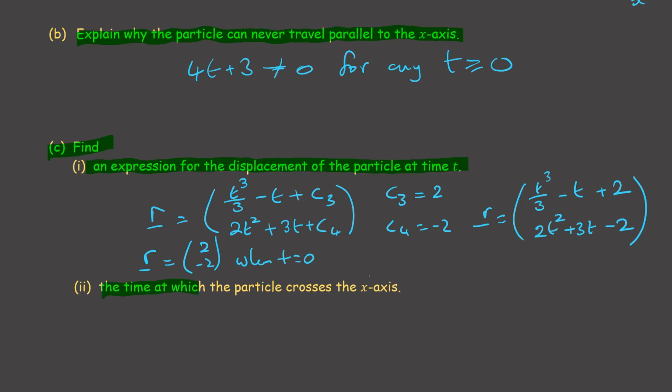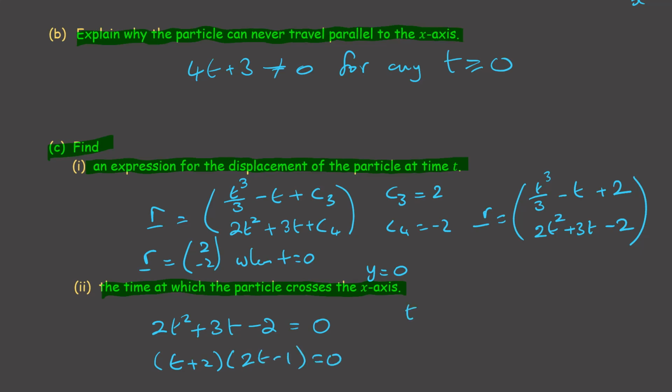We now want the time at which the particle crosses the x-axis. Well, crosses the x-axis means y is 0, and therefore 2t squared plus 3t minus 2 is equal to 0. That gives me t plus 2, 2t take away 1 equals 0, which means t is negative 2, and of course that's not possible. T has to be greater than or equal to 0, or t equals a half.